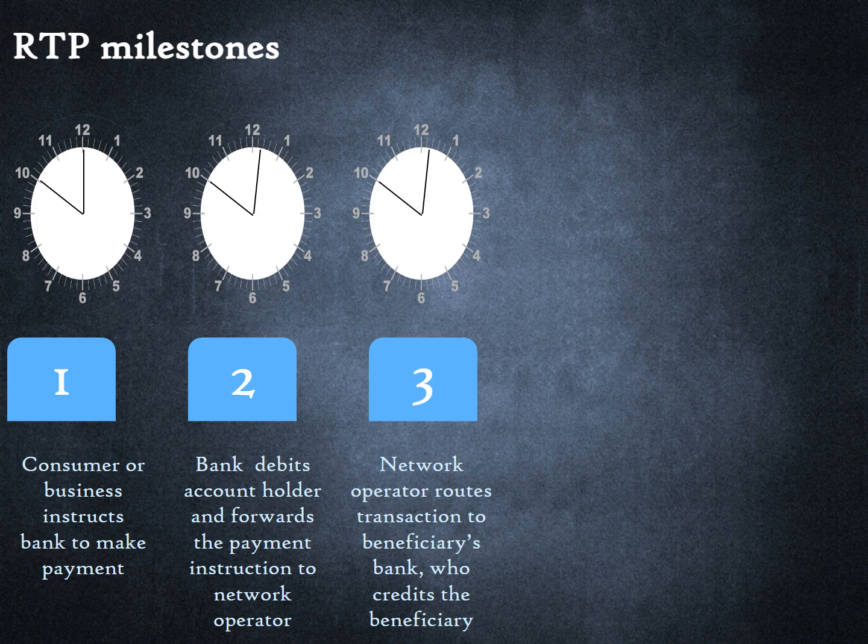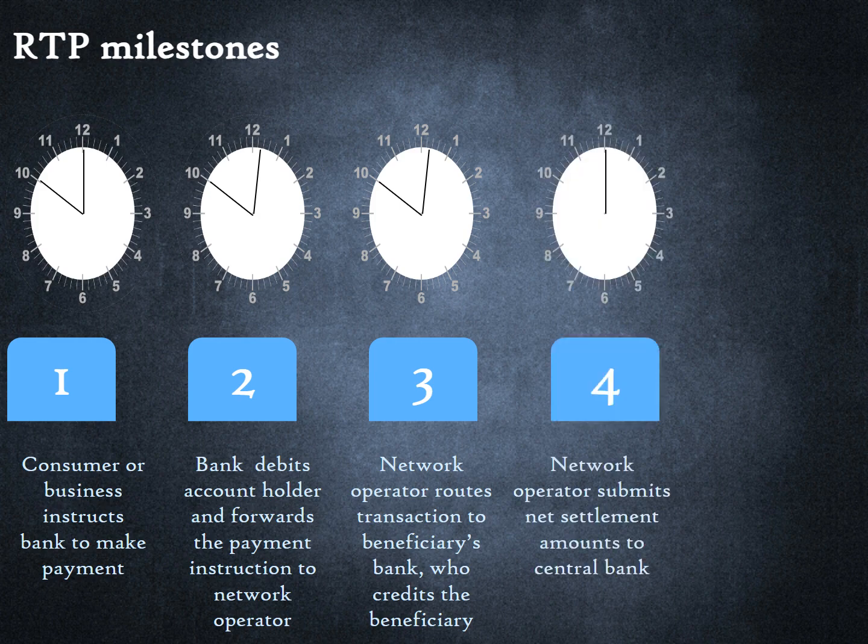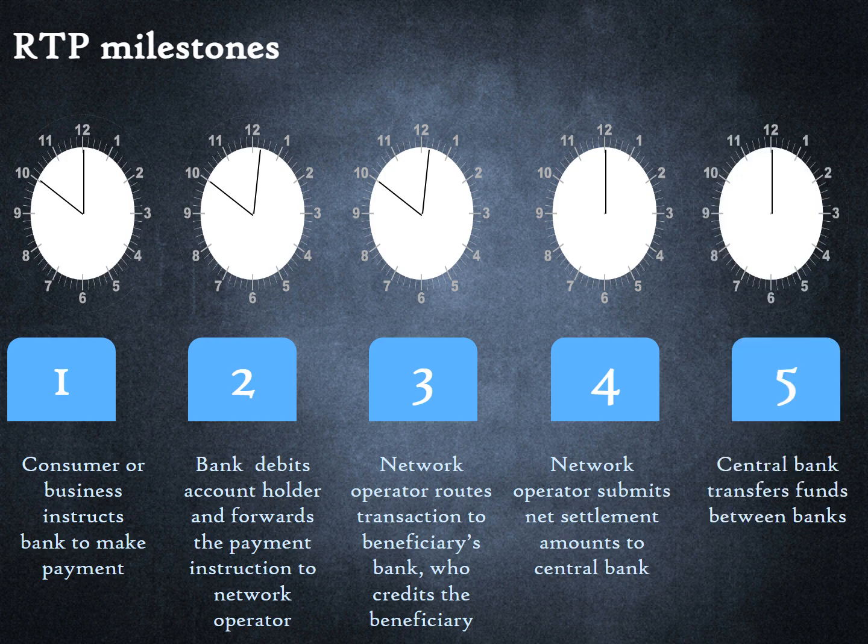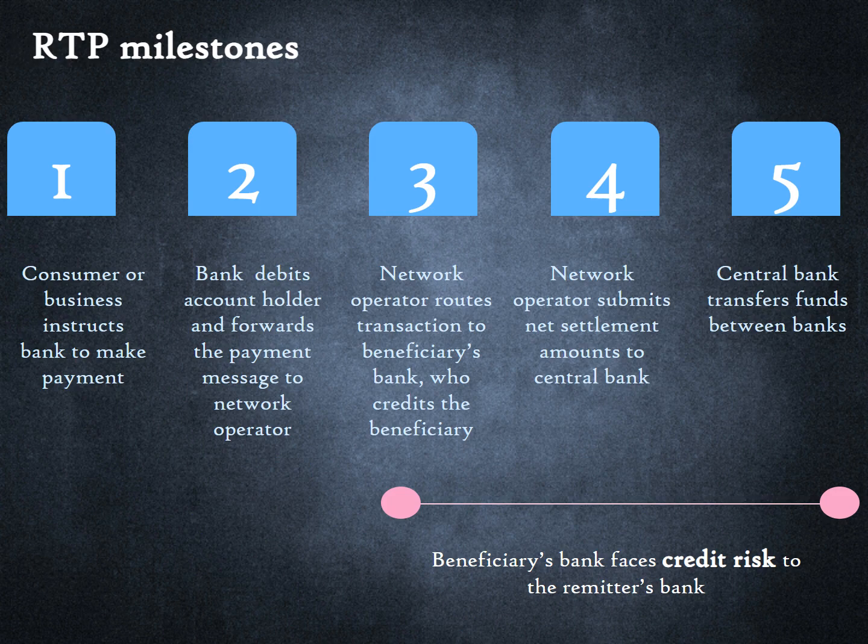Through the day, the network operator submits the net amounts to the central bank. In this illustration, this is happening once every 2 hours, but this varies by country. Finally, funds get transferred between the accounts that banks hold with the central bank. In real-time payments, the beneficiary's bank is exposed to the credit risk of the remitter's bank between milestones 3 and 5. This is because they have already credited their account holder, and if the other bank went bust prior to settlement, the beneficiary's bank is out of money.